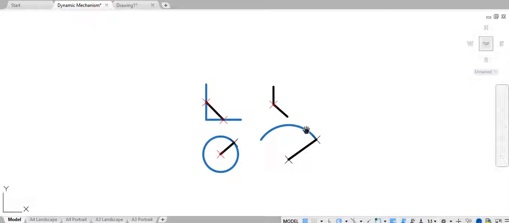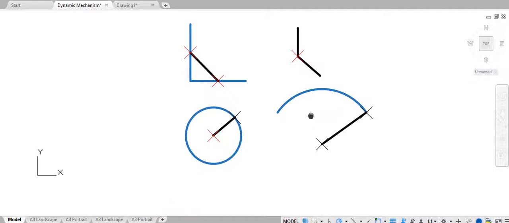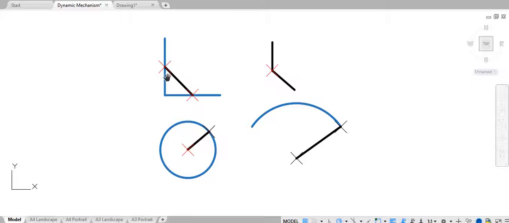Hello, and now I'm going to be showing you about different linkages in the topic of dynamic mechanisms. As you can see here, I have line drawings of most of the things. You have pivot points, cranks and sliders, and linkages.